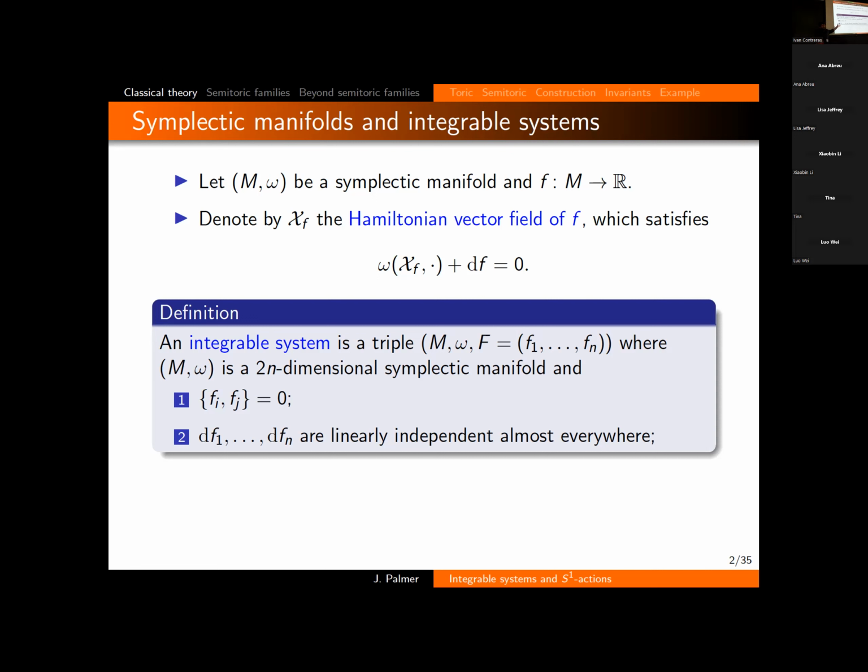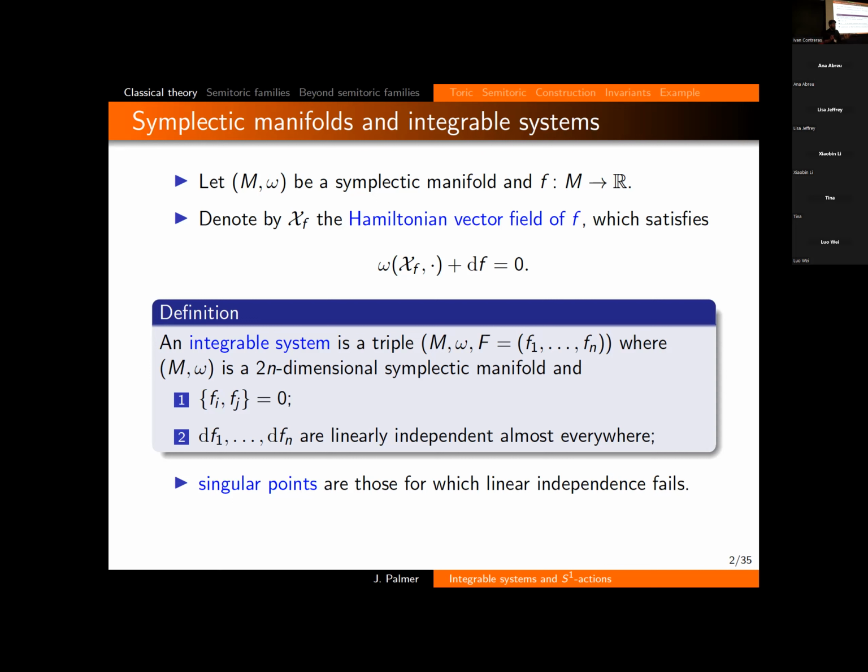And it would be stupid if I said my system conserves energy and it also conserves energy times 2 and energy plus 4. So these functions need to be independent somehow. So this is the setting of an integrable system. The functions aren't assumed to be independent everywhere. They're just assumed to be independent almost everywhere.